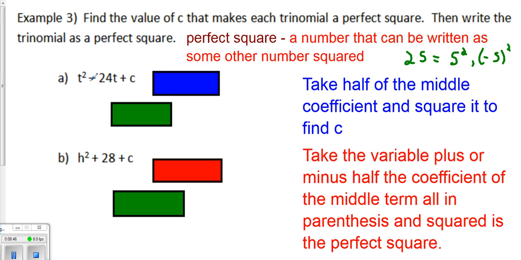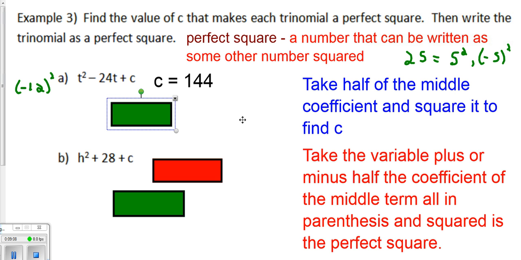Well, what's half of negative 24? That would be negative 12. I'm going to write this off on the side. Now if I did negative 12 squared, so negative 12 times negative 12, that would be positive 144. So c equals 144. Now how would I write this as a binomial squared? How would I write it as a perfect square? Well, remember that minus 12? We just put it behind t, so t minus 12 squared. Now this piece, if we were to FOIL it out, would become this expression.